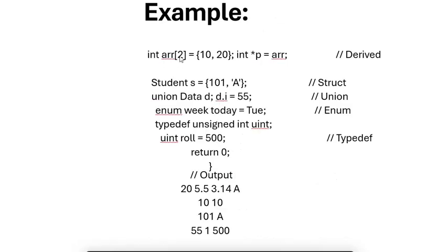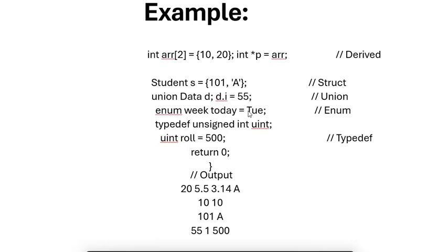Int array of 2, that is it is creating 2 elements. Those are 10 and 20. Int pointer p is equal to array. It is addressing that integer. Student s is equal to 101 and 'A'. Here we use the struct data type, that is grouping different data types together. 101 and 'A', these two are different data types. We are grouping the two different data types together, which means struct. Union Data d, i is equal to 55. This is the union data type.